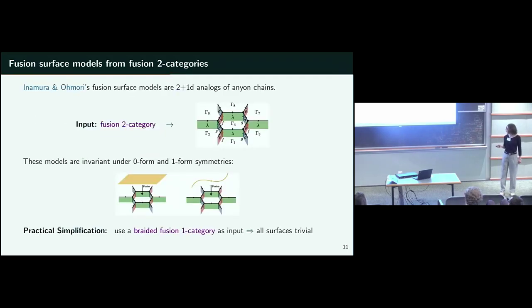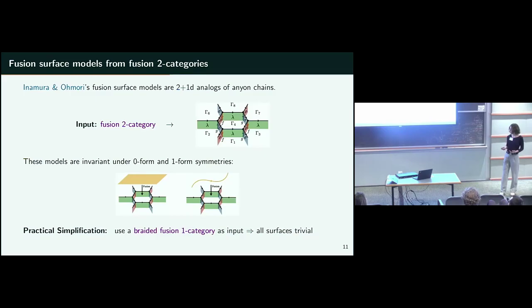So now let's move up one dimension. The original proposal by Inamura and Omori takes fusion 2 categories as input and then produces 2+1d lattice models which have both 0-form and 1-form symmetries. And their graphical calculus involves surfaces. Now, the practical problem with this is that we just don't know the 10J symbols of the fusion 2 categories. So we can't really write down the Hamiltonians explicitly.